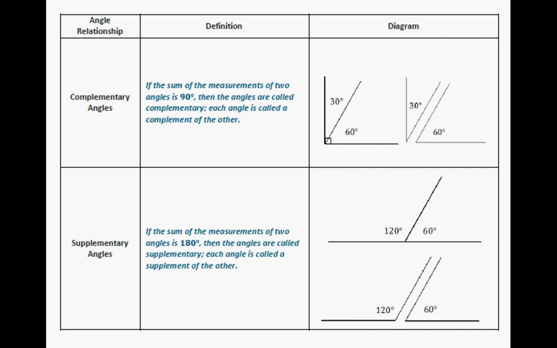The same thing with supplementary angles. If the sum of the measurements of two angles is 180 degrees, then the angles are called supplementary. Each angle is called a supplement of the other. Notice how they can be adjacent, but they don't need to be. They could be separate angles as long as they sum up or add up to 180 degrees.